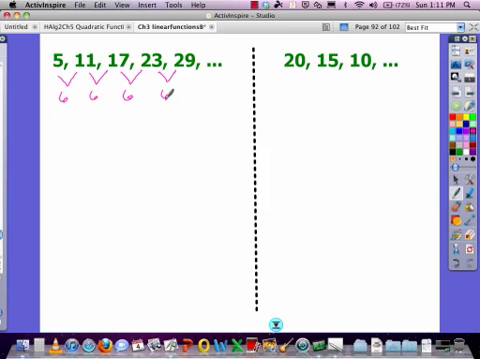Do all arithmetic sequences have to go up, which is what we're seeing here? This one goes 20 to 15. Well, most of you know that's a difference or a drop of 5. Going from 15 to 10, again, another drop of 5. So yes, this is arithmetic, and yes, this is arithmetic.